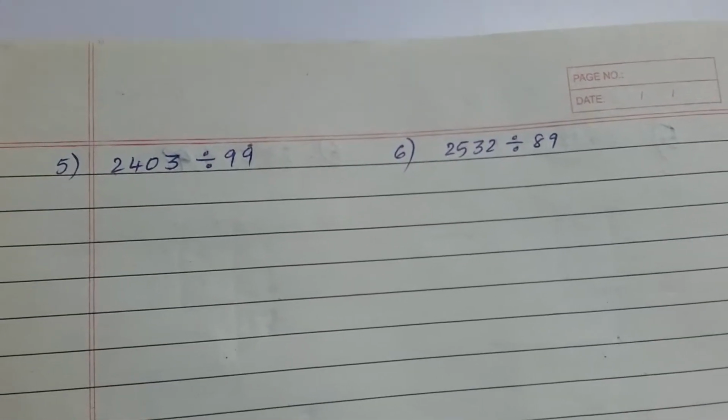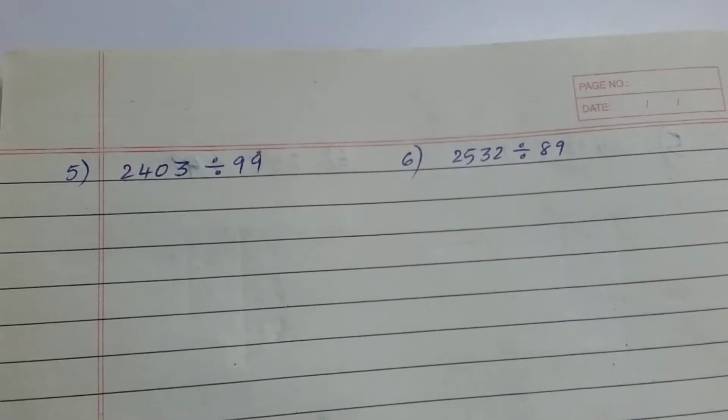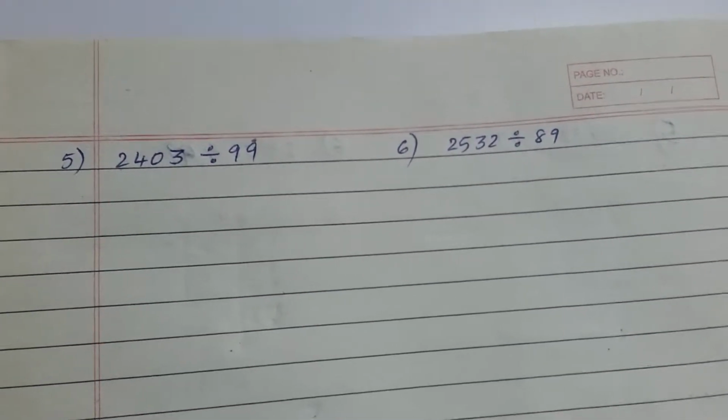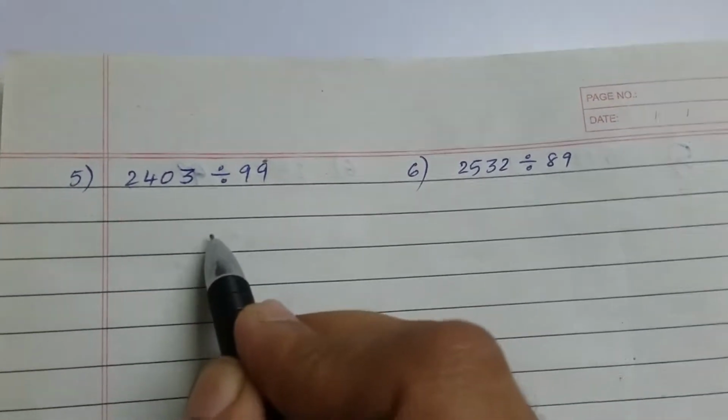Let us see some divisions here. Today we shall divide a given number by 99, meaning a number which is very close to 100, 10 square. So first of all, we'll use our shortcut technique.